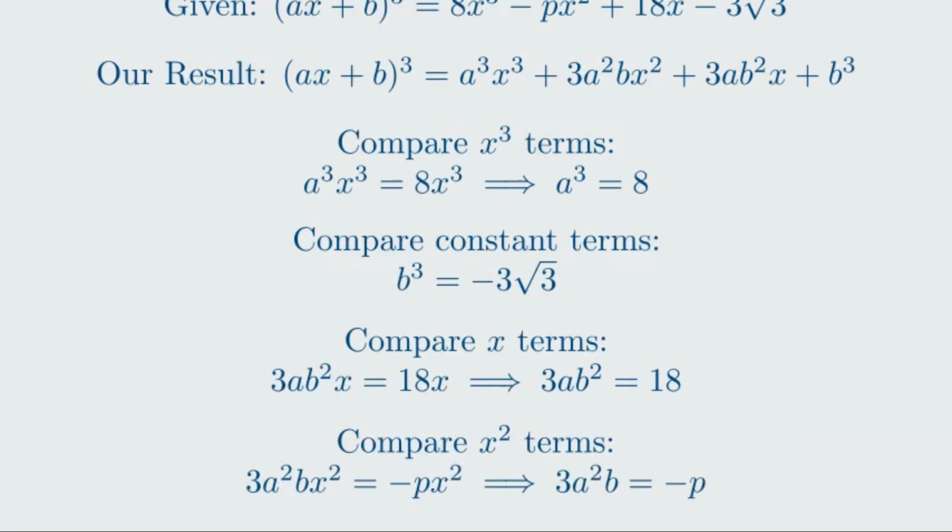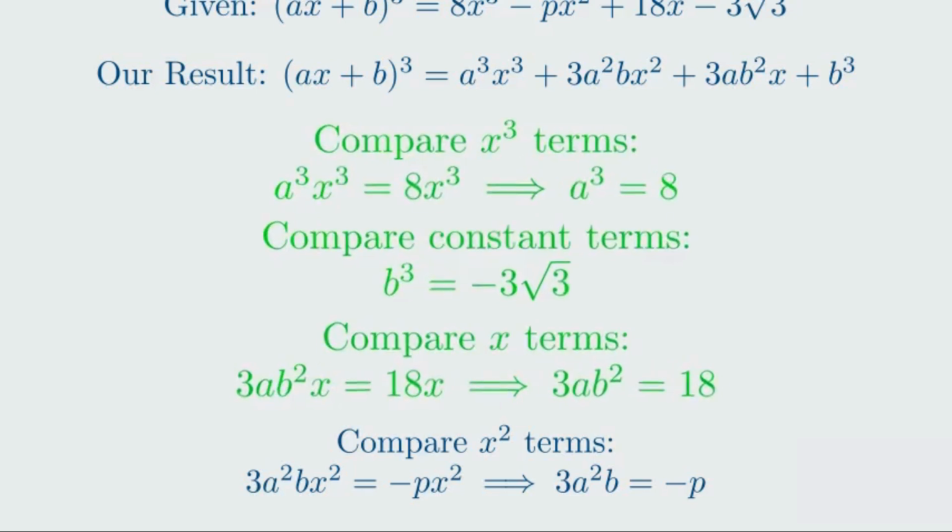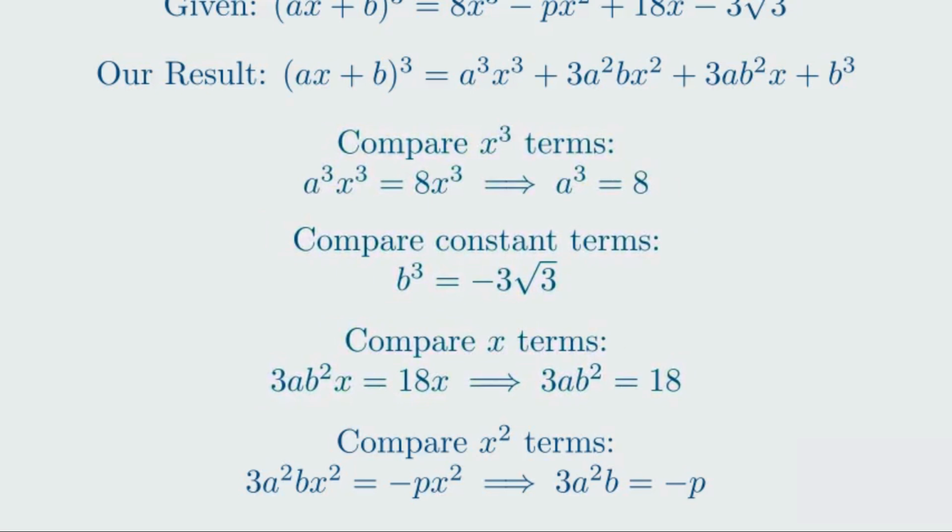We've successfully created a system of 4 equations with 3 unknowns, a, b, and p. We can use the first few equations to find a and b, and then substitute those values into the last equation to find p. Let's solve for a and b using the equations we derived from comparing the x cubed and constant terms. We have the equation a cubed equals 8. To find a, we just need to take the cube root of both sides. The cube root of 8 is 2. Therefore, a equals 2. We've found our first constant.